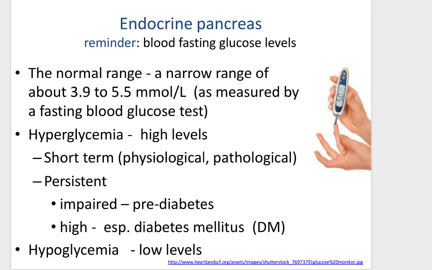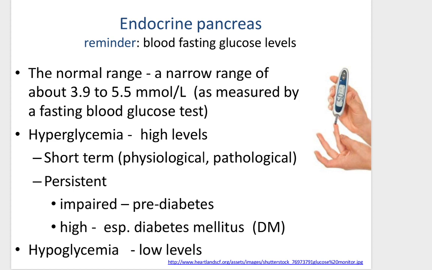To check the function of the endocrine pancreas, we have to check the level of glucose. How do we check a glucose level? The first test is named the fasting blood glucose level. The normal range is a narrow range, about 3.9 to 5.5 millimoles per liter, as measured by the fasting blood glucose test.